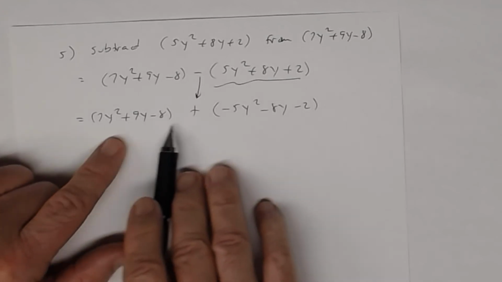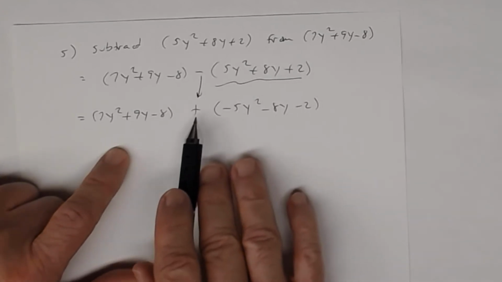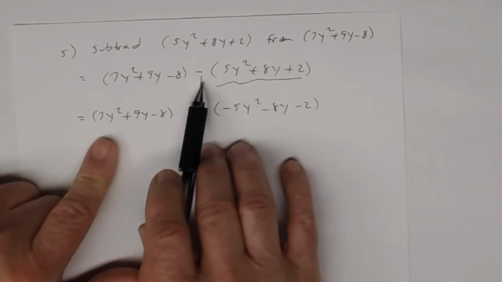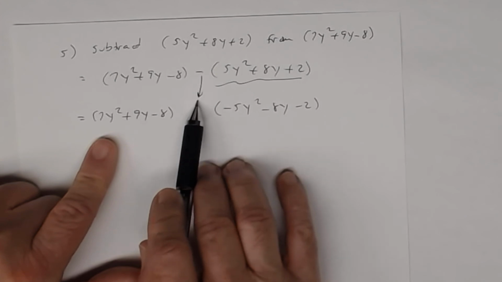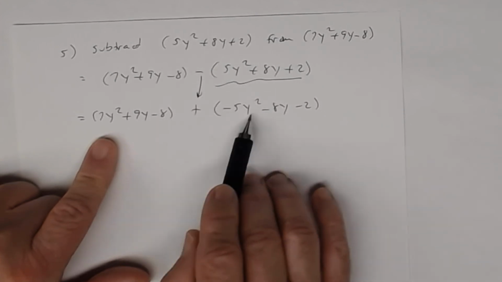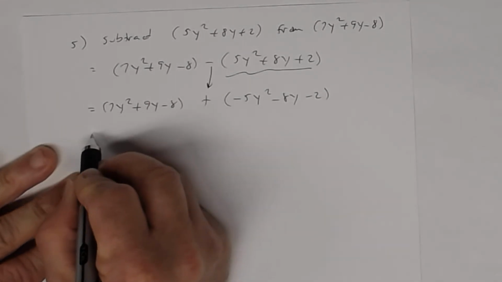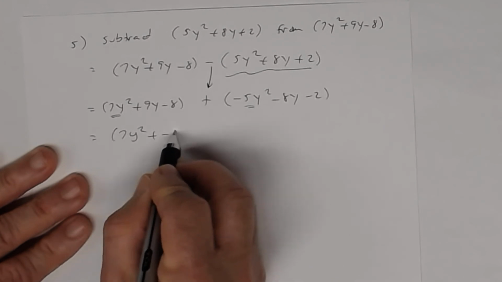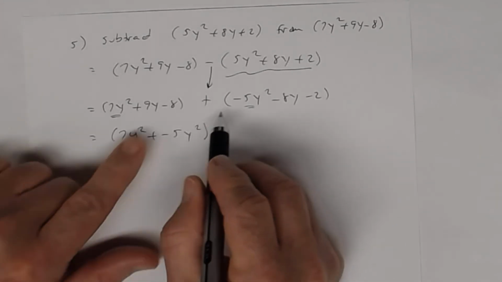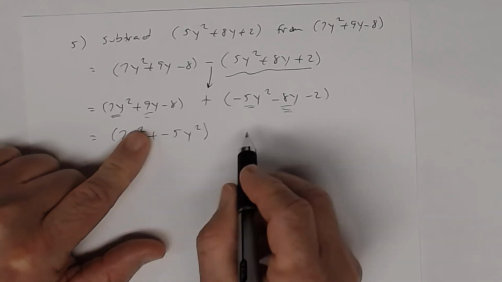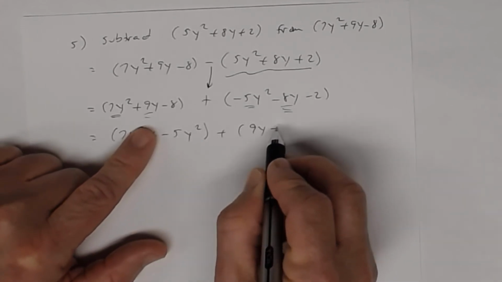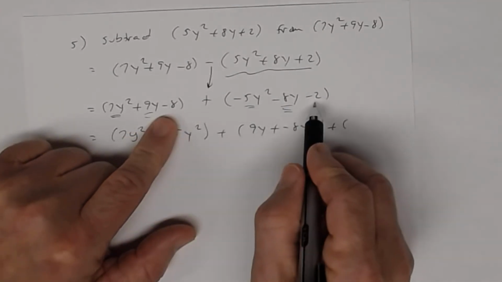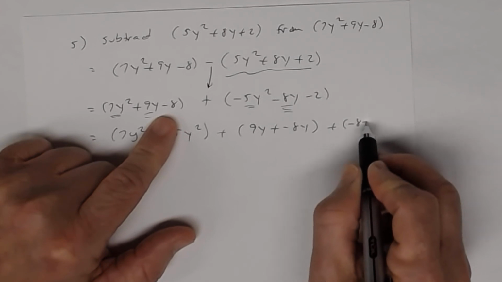All right? And then it's just a matter of you combining like terms now. So to add two polynomials, you just combine like terms. To subtract, you change it to an addition problem, so you add the opposite. And now to add, you just combine like terms. Okay? So here's what we have. Let's put the y squareds together. So we have 7y squared plus a negative 5y squared, right? And then let's put the y's together. Then we have plus 9y plus a negative 8y, right? And now we have plus a negative 8 plus a negative 2.